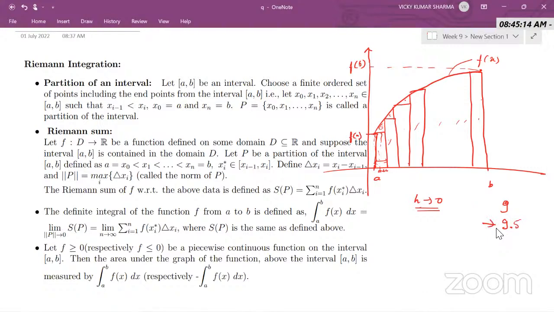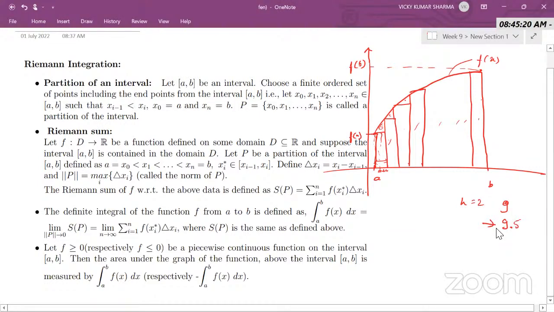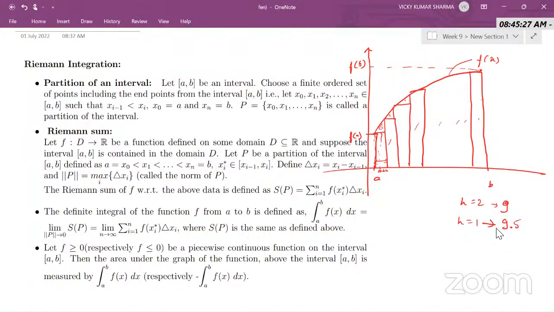Let's say when h was somewhere like 2, then I was getting this area, that integral value, as 9. When I took h as, let's say, something like 1, then I'm getting this area. When I say that my h is tending to 0, it's not going to 0, but it is tending to 0. The moment I make it 0, then I cannot find the area, right? So what I'm saying is it's tending to 0.